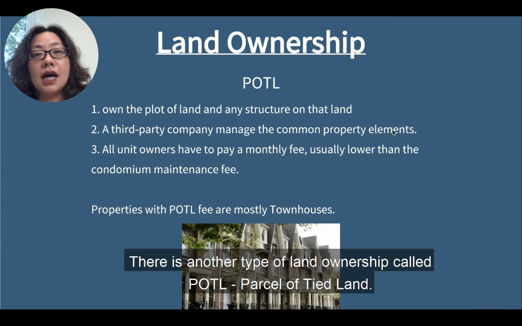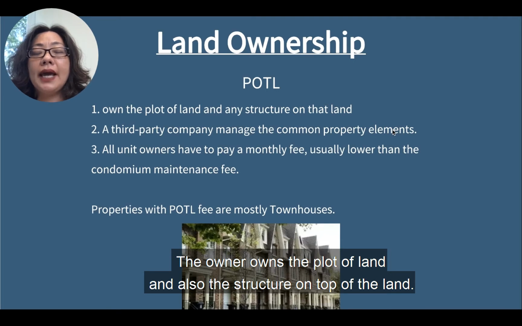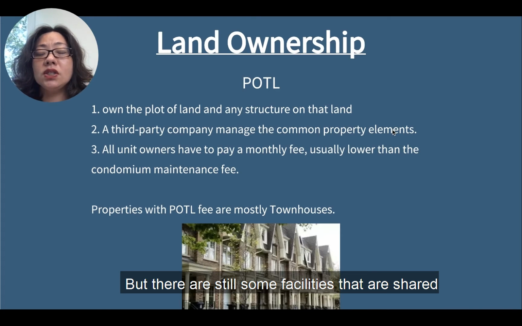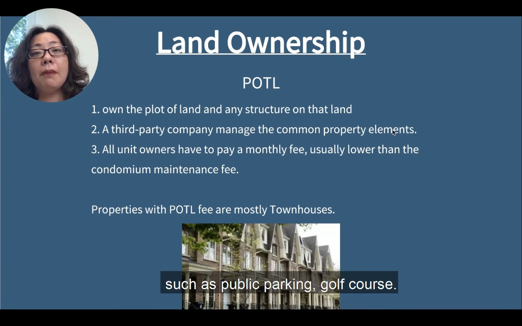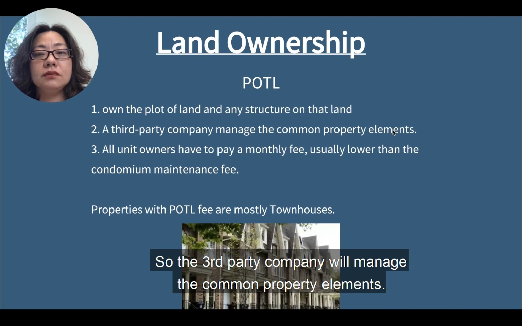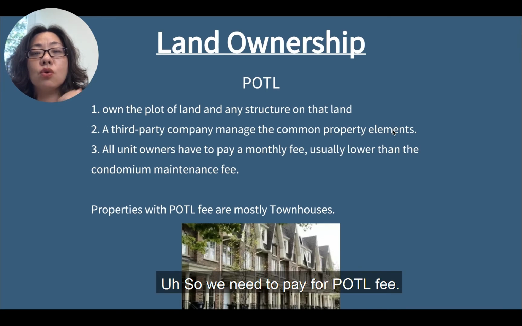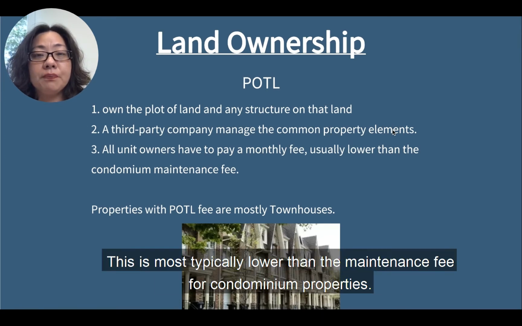There is another type of land ownership called POTL, parcel of tied land. The owner owns the plot of land and also the structure on top of the land. But there are still some facilities that are shared together with other unit owners, such as public parking, golf course. So a third-party company will manage the common property elements, and we need to pay a POTL fee. This is most typically lower than the maintenance fee for condominium properties.